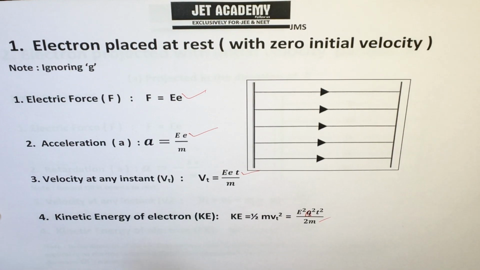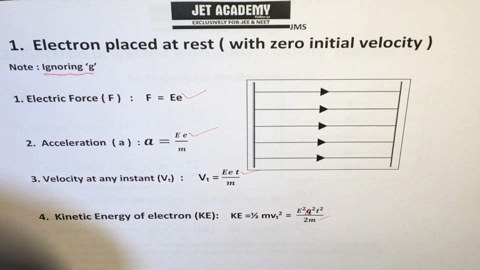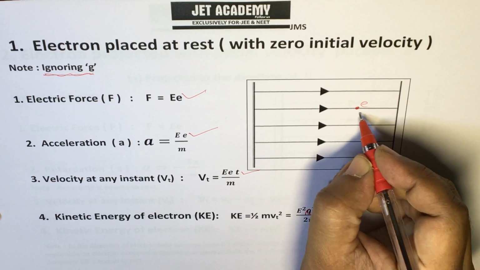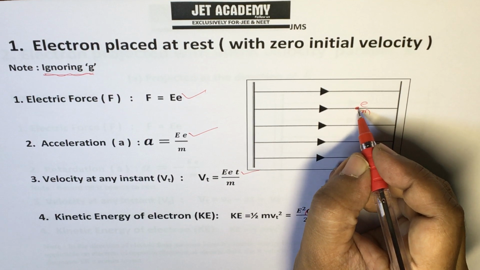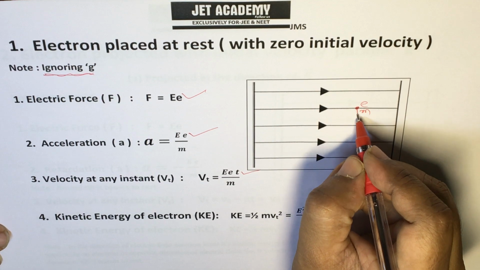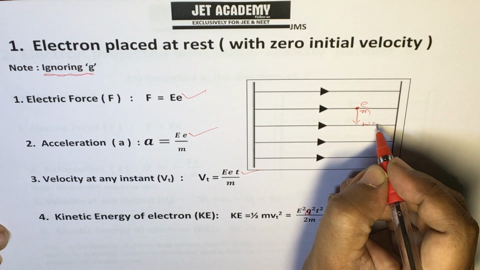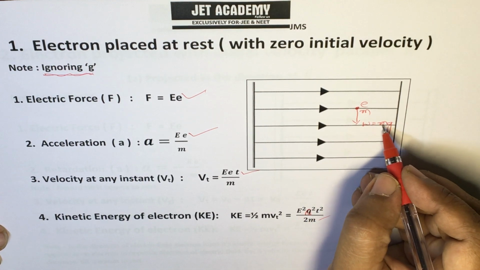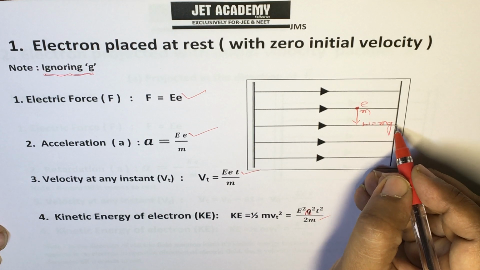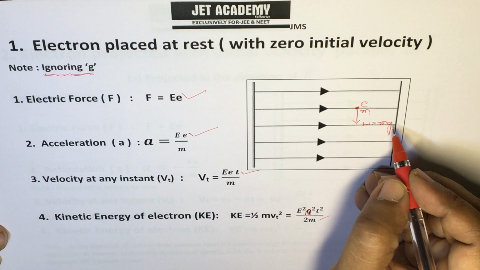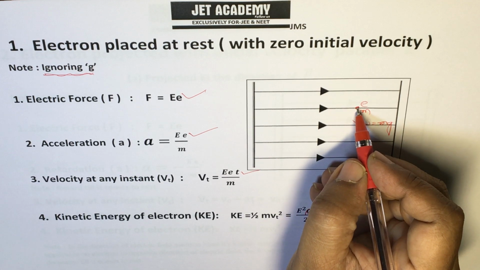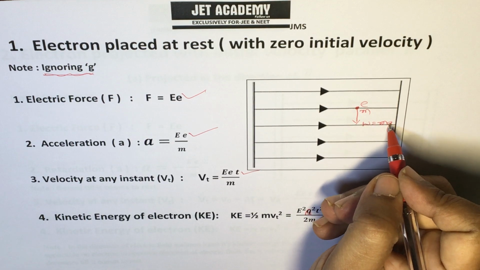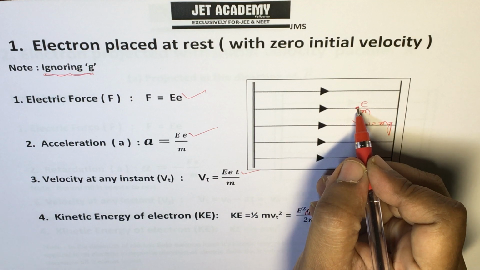And next, the most important thing: ignoring g. If I keep an electron, it has mass, so its weight is W equal to m into g. We are going to ignore this weight mg because the mass is very small and g is 9.8, and g is to be compared with the acceleration gained by the electron in the electric field. In the numericals, we'll come to know that g is very, very ignorable compared to the acceleration of the charged particle in the electric field.